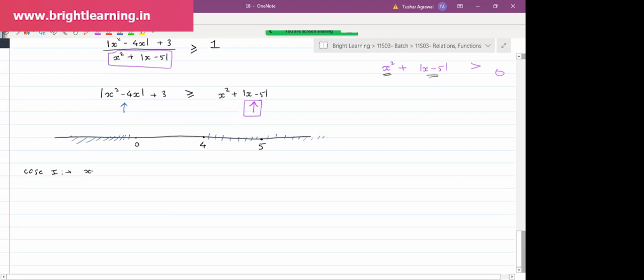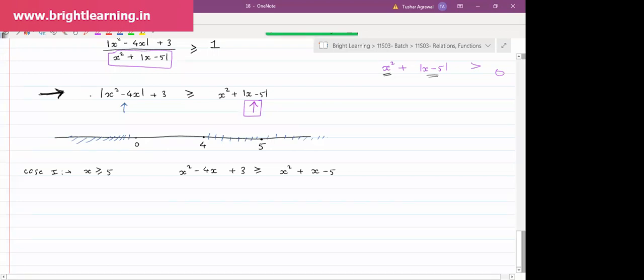Case 1, sir, x greater than or equal to 5. Greater than or equal to 5, so in the left interval, the function will become x square minus 4x. Modulus will be, sir, in the blue part. Addition 3, greater than or equal to x square plus x minus 5. This step, any doubt? Please ask. So x square minus 4x graph. So can you repeat it again, sir? Okay. X square minus 4x. Till this step, is it clear?